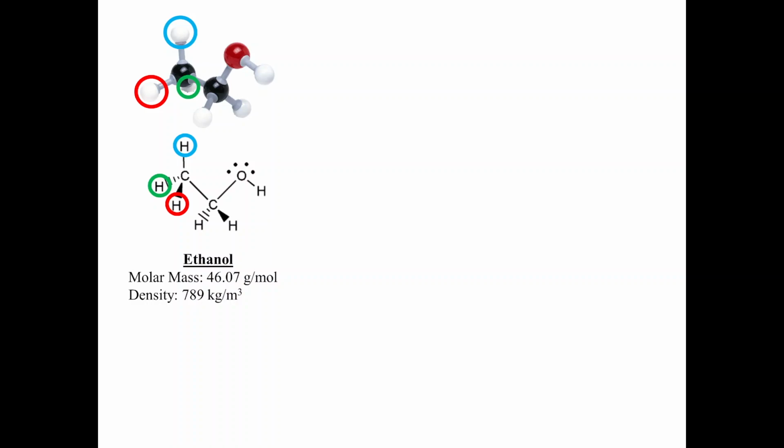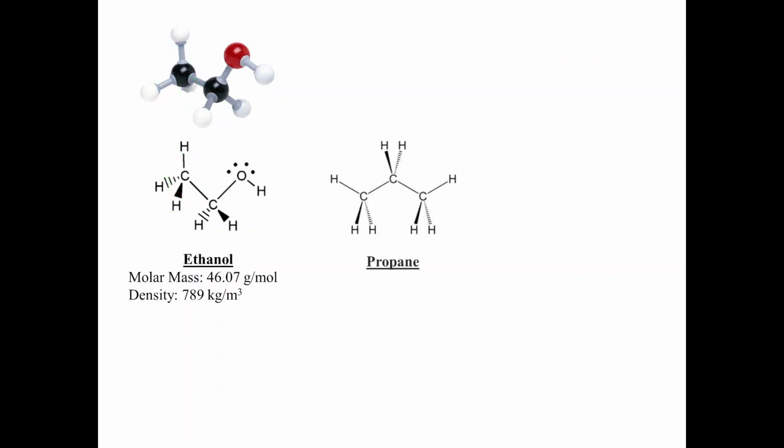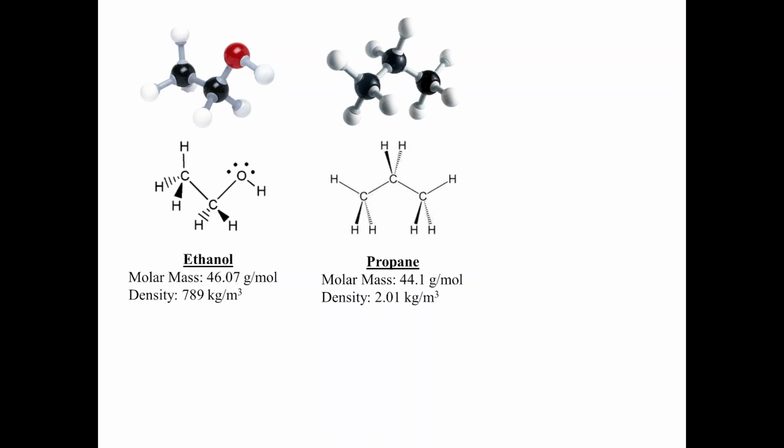All right. The other molecule I want us to look at is propane, which has a molar mass of 44.1 grams per mole and a density of 2.01 kilograms per cubic meter. If we were to make this with a model kit, it looks something like this. And then our last molecule I want us to look at is sodium fluoride, with a molar mass of 41.98 grams per mole and a density of 2,558 kilograms per cubic meter.